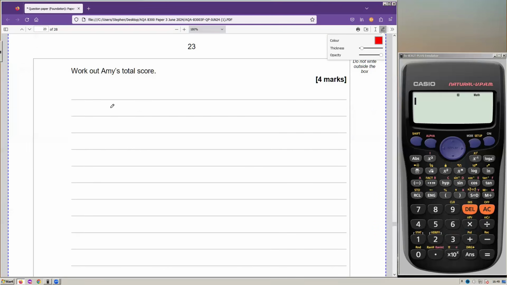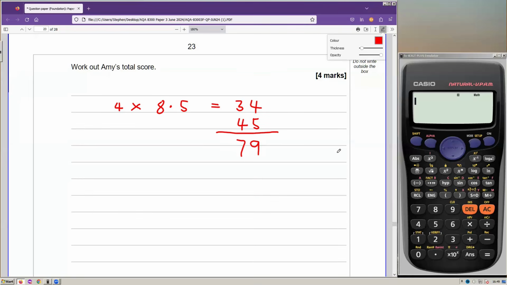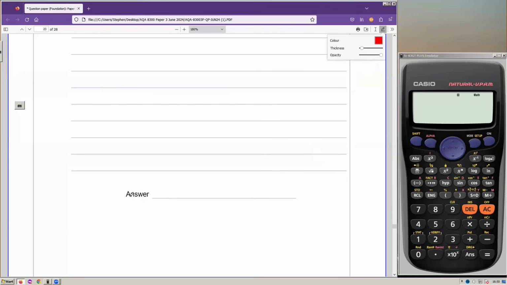Work out Amy's total score. Well, it was 4 times the 8.5, which was the mean. That equals, well, 2 8s are 16, and so 8.5 is 17, and so 4 of them is going to be 34. But of course, we can use the calculator. And then we add on the 45% that we just found. 5 and 4 is 9. 4 and 3 is 7. I expect we've got to put it down somewhere. So the answer is 79. That's her total score.